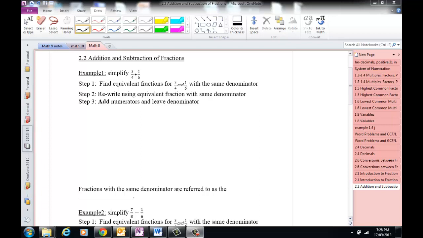So today we're going to look at addition and subtraction of fractions. And we're going to jump right into an example. So here I've got simplify 3/4 plus 1/6.